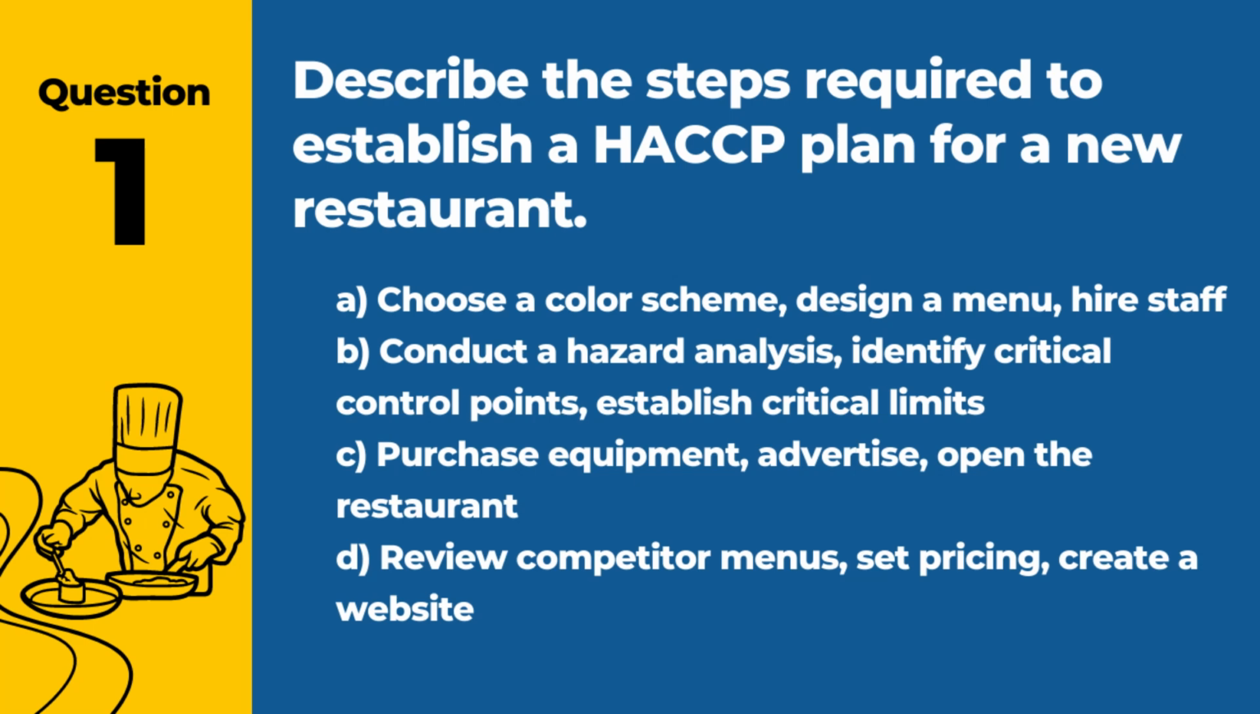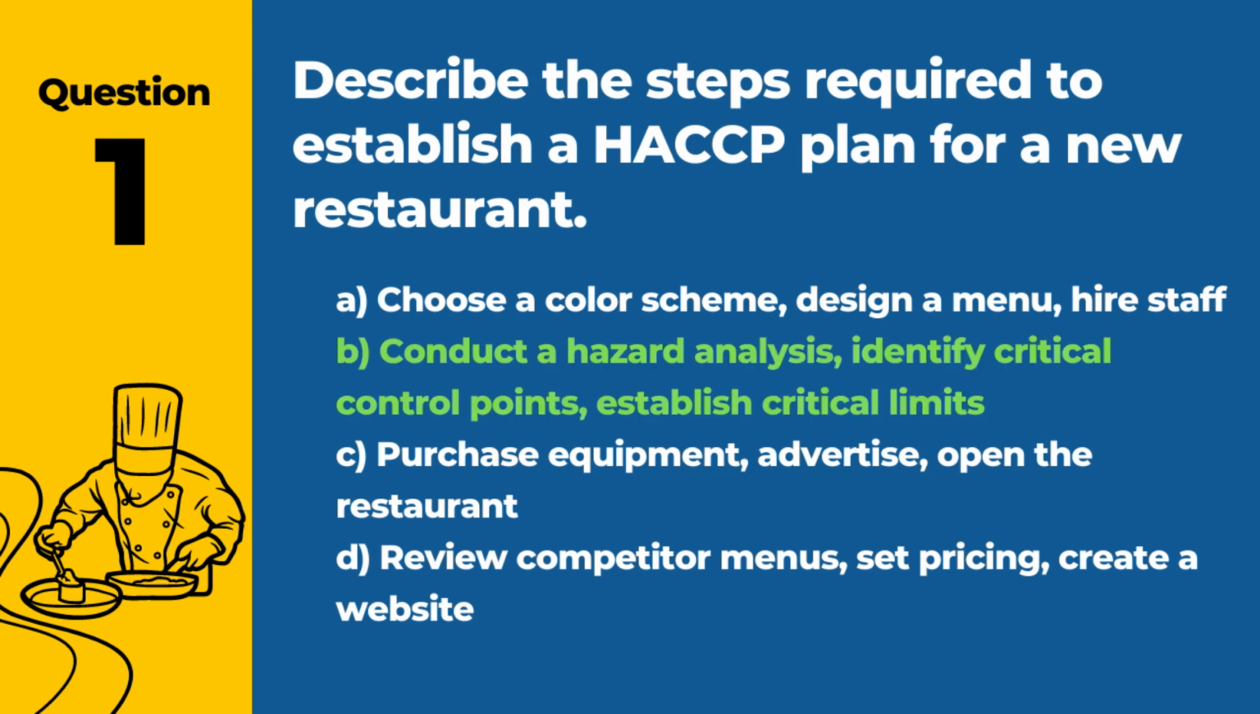Question 1. Describe the steps required to establish a HACCP plan for a new restaurant. A. Choose a color scheme, design a menu, hire staff. B. Conduct a hazard analysis, identify critical control points, establish critical limits. C. Purchase equipment, advertise, open the restaurant. D. Review competitor menus, set pricing, create a website.